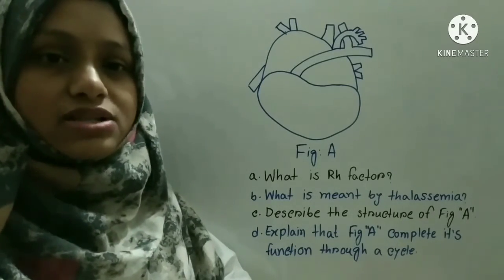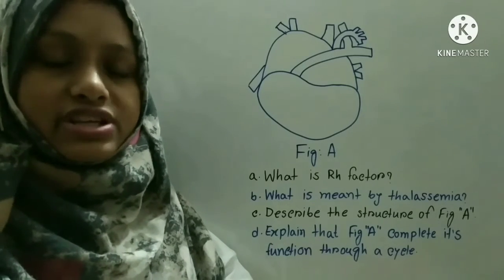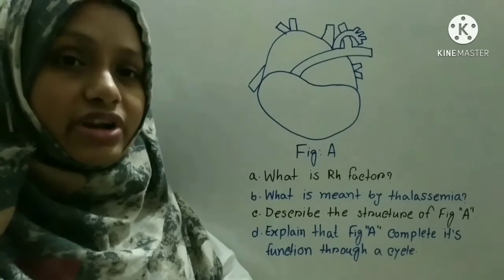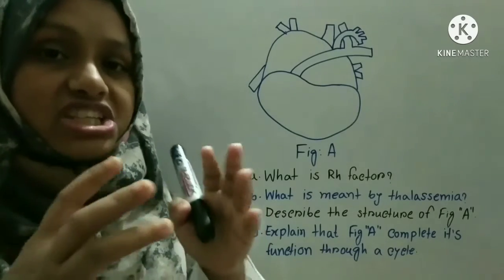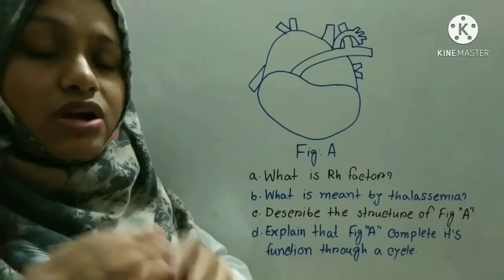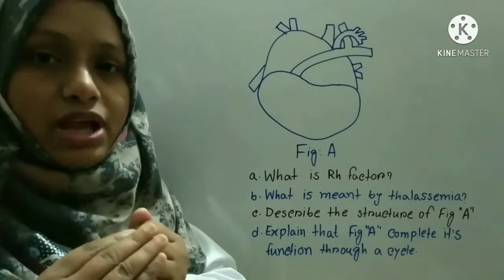So in the first para you can write that thalassemia is a blood related disease. Due to thalassemia, it affects the production of hemoglobin, which causes anemia.